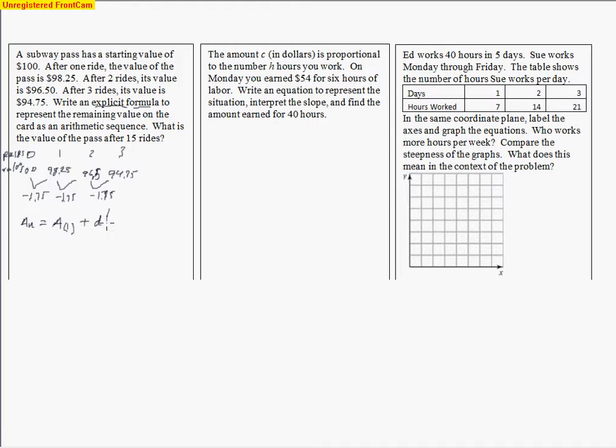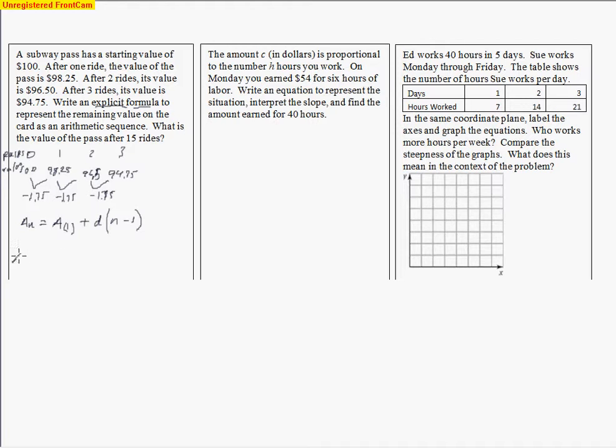And then that is being multiplied by n minus 1. So this is our general formula. So the first iteration is what we're looking for here. And that first iteration, after we've used the pass, after we bought the $100 pass, we have 98.25.